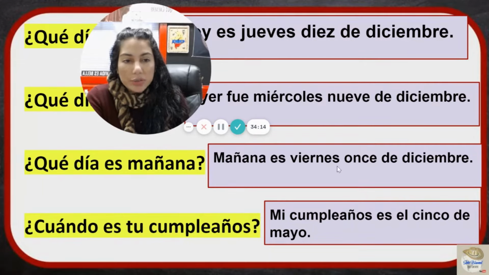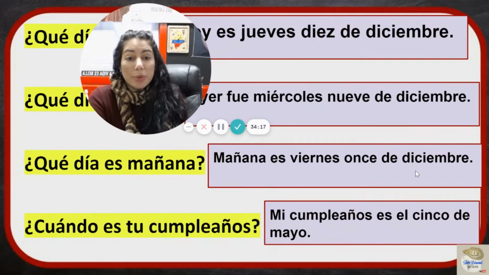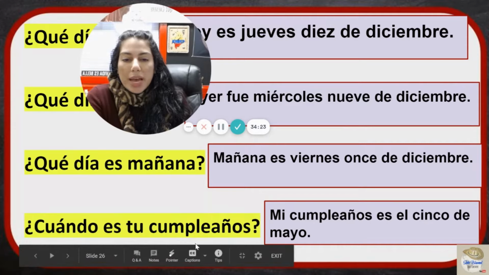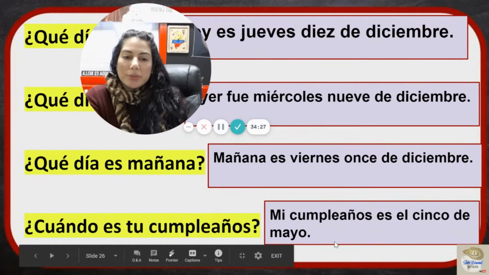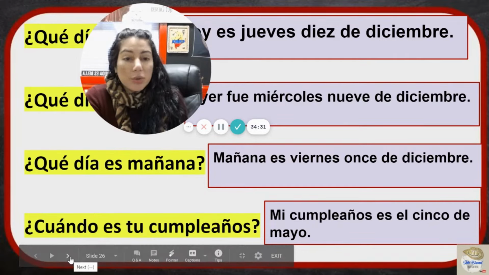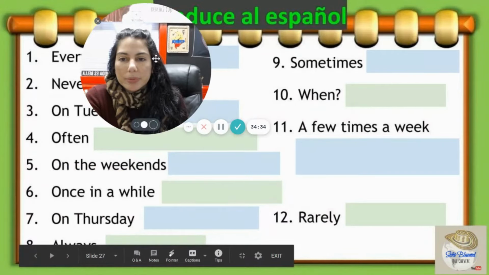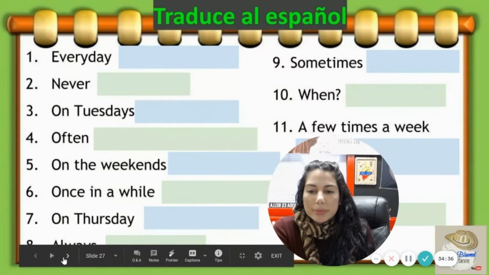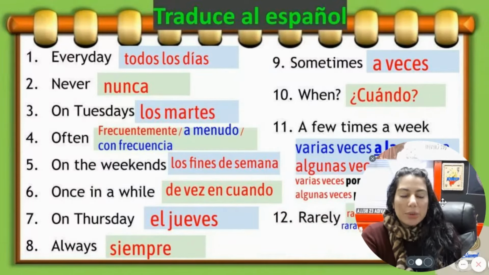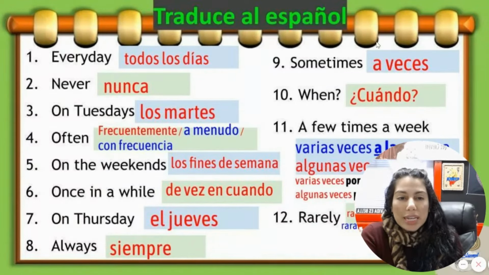And notice how none of the dates of the month are capitalized. So you don't have to do that. ¿Y cuándo es tu cumpleaños? Mi cumpleaños es el 5 de mayo. Es el 5 de mayo. Okay, so that's how you answer those questions. Okay, and then you have in your study guide a part where you have to traduce al español.